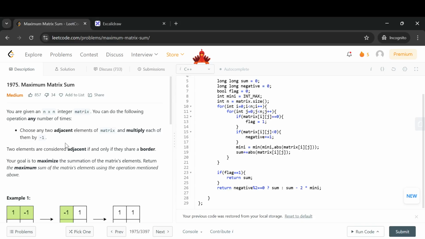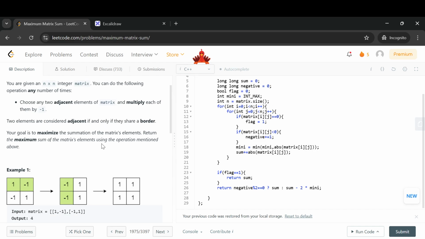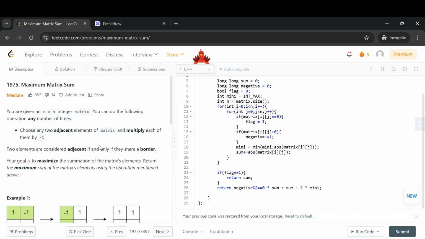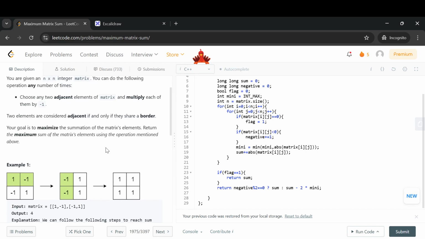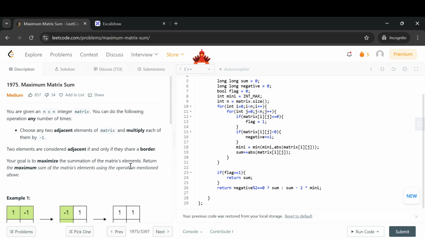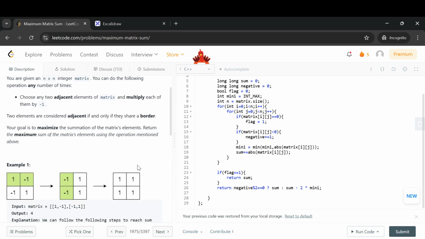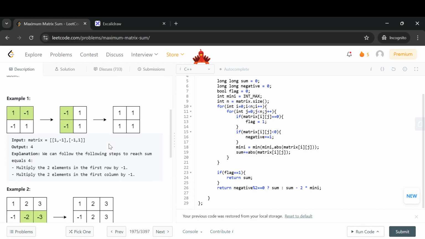Hello, so let's look into today's Leetcode problem, and the problem goes like this. So here you are given a 2D matrix, and you are allowed to do an operation any number of times, and the operation is basically to select any two adjacent cells. And by adjacent cells, what they mean is select any two cells which are horizontally adjacent or vertically adjacent.